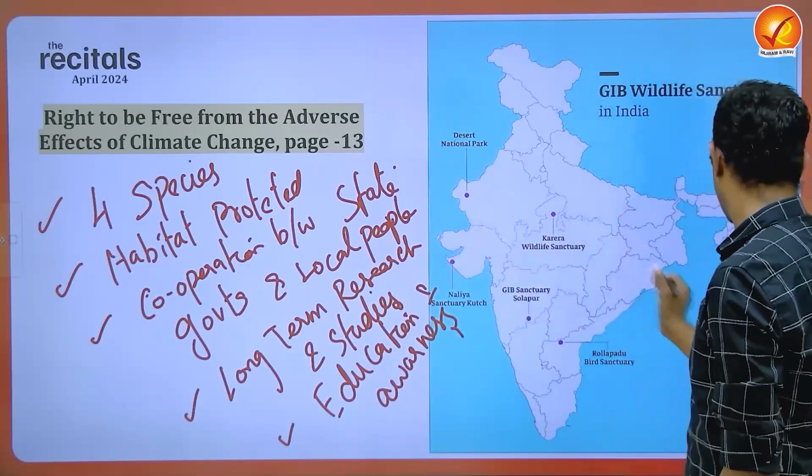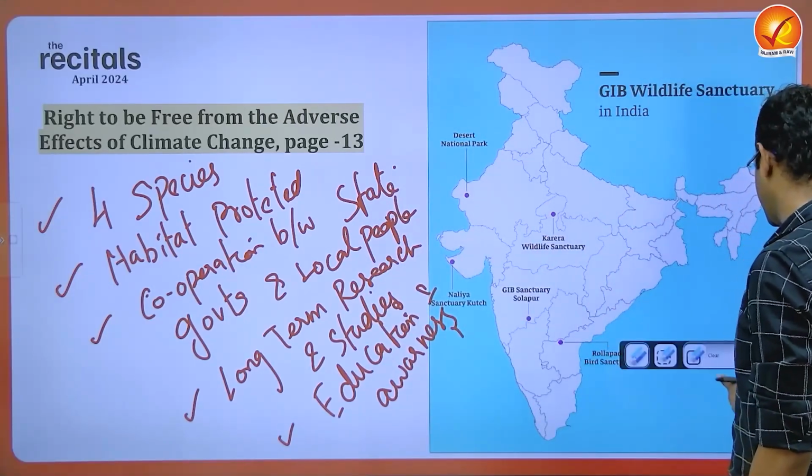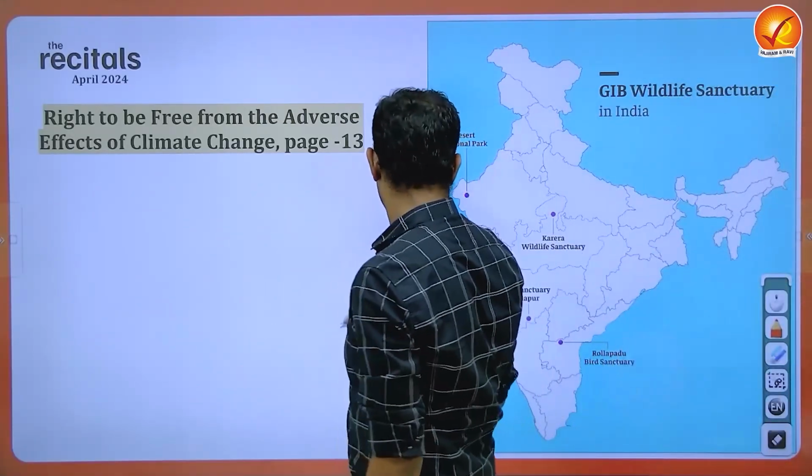So why is this required and what are the major threats if you look into it, right? The major threats, I hope.